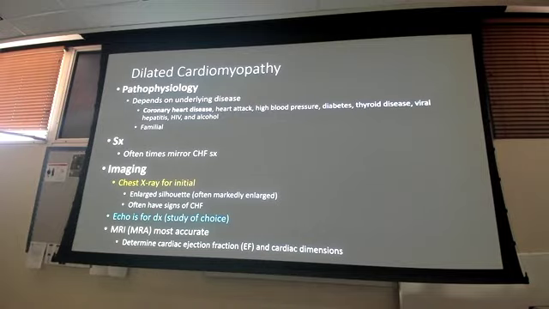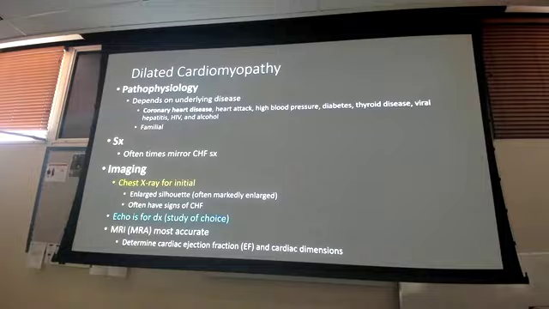So what's the pathophys? We just talked about it. All those things right there. Your chest x-ray is your initial. Your echo is your diagnostic study of choice. Your MRI is your most accurate. Don't get tied up. Why do I have that on there? Echo is your study of choice. That is your definitive study to diagnose dilated cardiomyopathy.